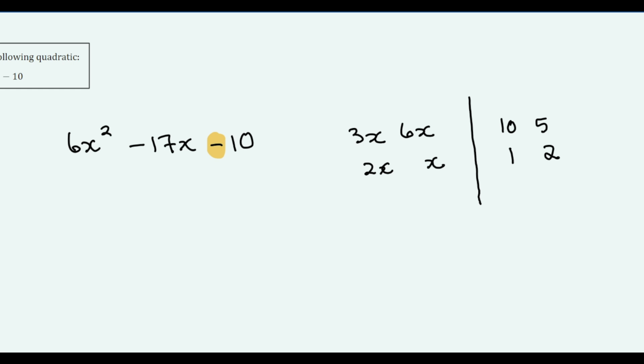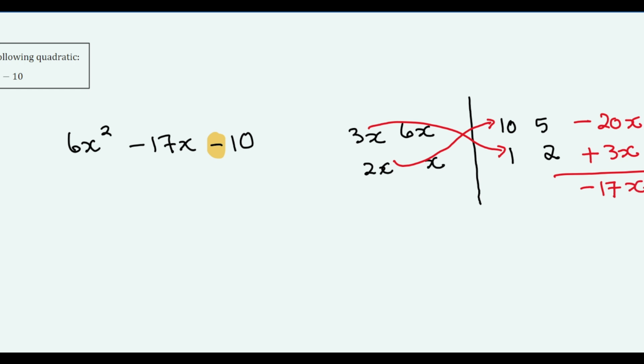Let's try the other combination. 3x times 1 is 3x, and 2x times 10 is 20x. If I do negative 20 plus 3, I'll have left the negative 17x, which matches the middle term. Let's check. Minus times positive is a negative. So this seems to be the right combination.